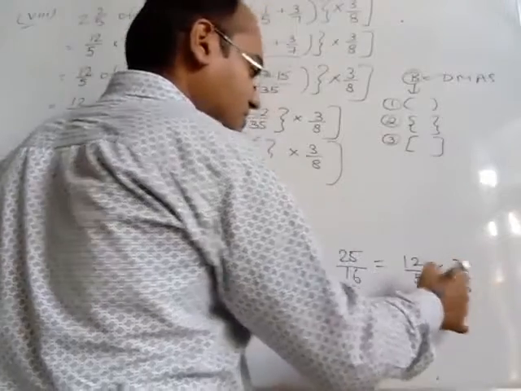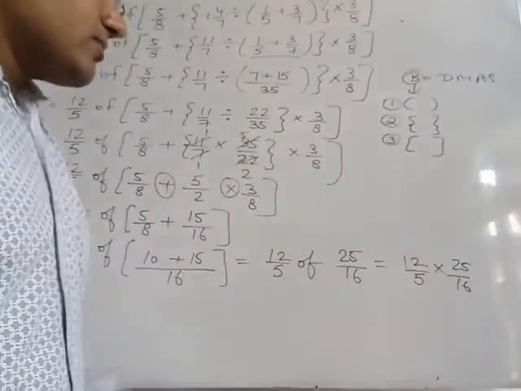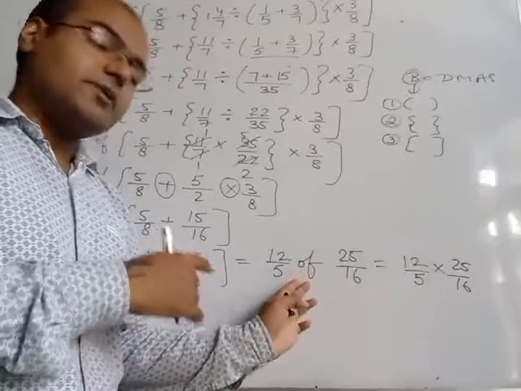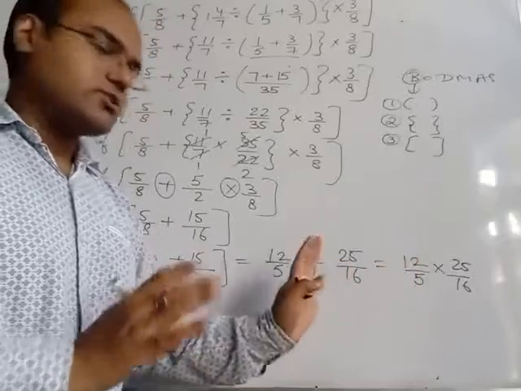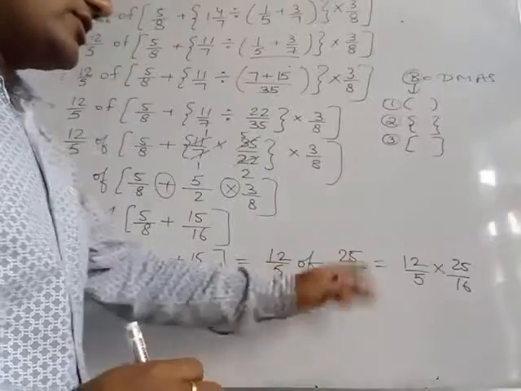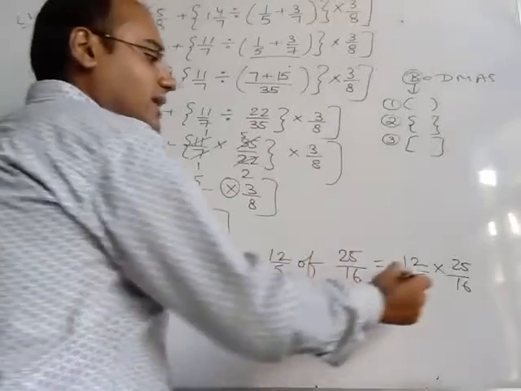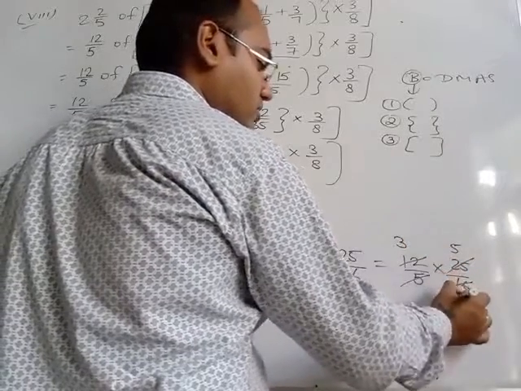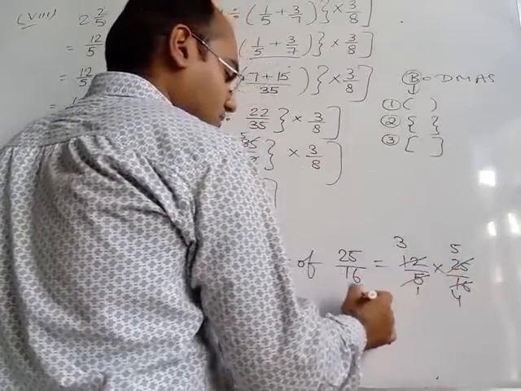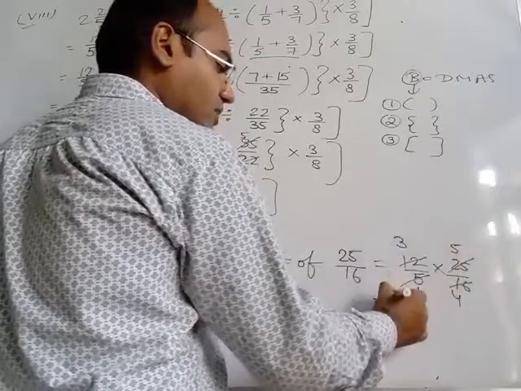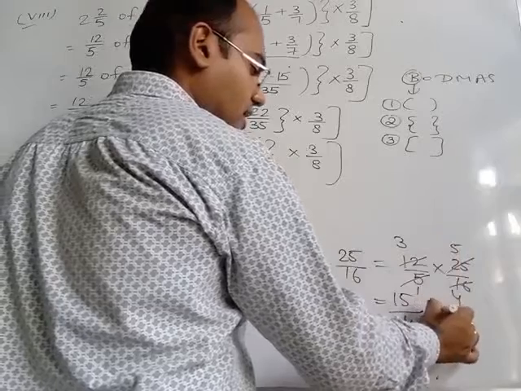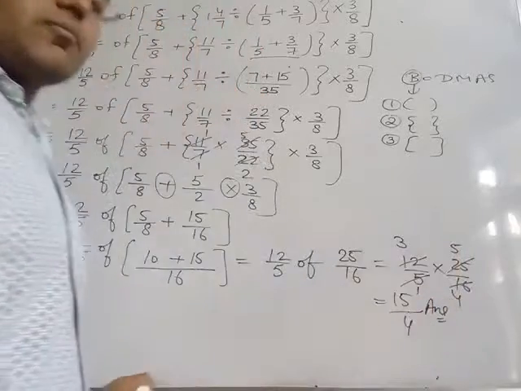Here we will not take the reciprocal. Why we will not take the reciprocal? Because here it is of. For of we directly write multiply. If here it were a divide sign, then we would have to take the reciprocal. So we are not taking the reciprocal, we are just putting the multiply sign. Now we will cancel these numbers. 5 5s are 25, 4 3s are 12, 4 4s are 16. Now we will multiply. 3 into 5 will be 15, 1 into 4 will be 4. So the final answer we are getting here is 15 upon 4.